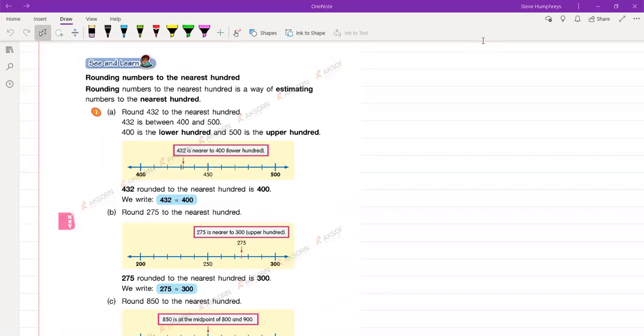Hello again, students. Okay, we're on to lesson 3 in week 2. Today we're going to look at rounding numbers to the nearest 100.